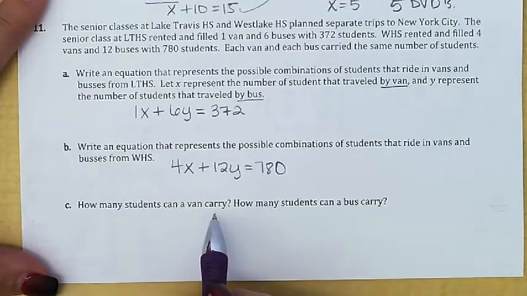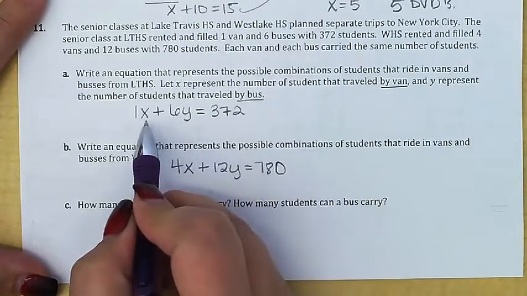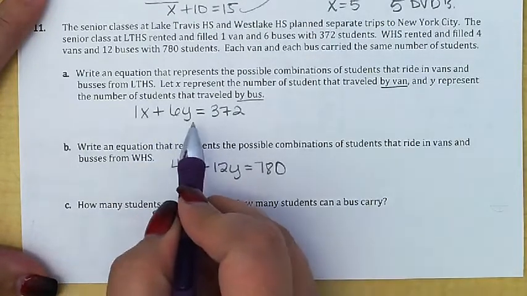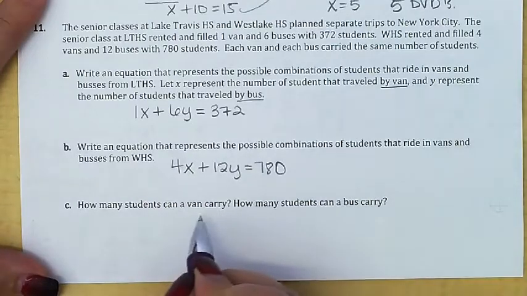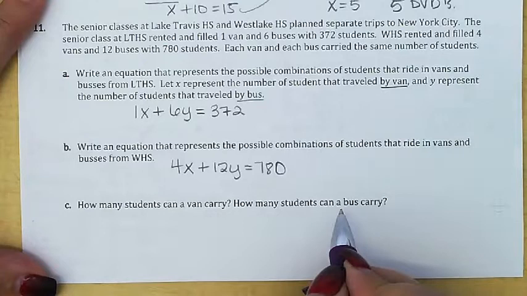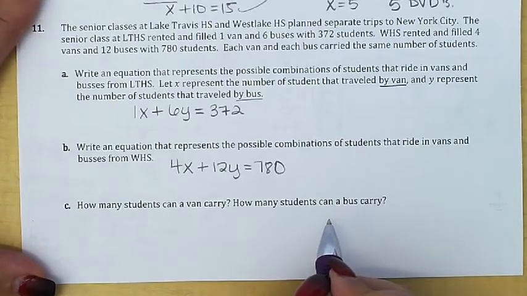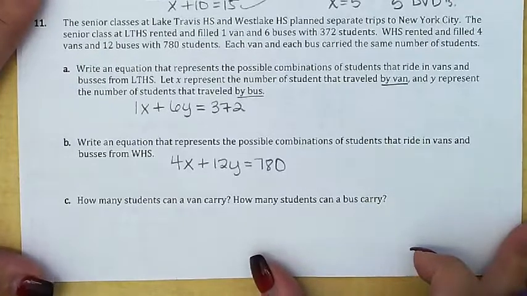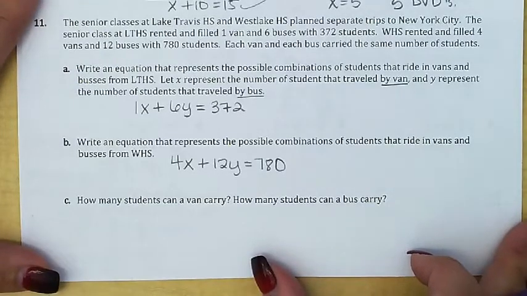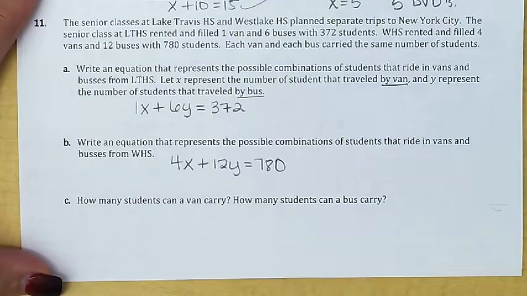Okay, so how many students can a van carry? And so basically what was the capacity for X and what was Y? Okay, so X represents how many kids were in each van, and Y represents how many kids are in each bus. Okay, so we want to be able to use a little bit of substitution here and solve this.